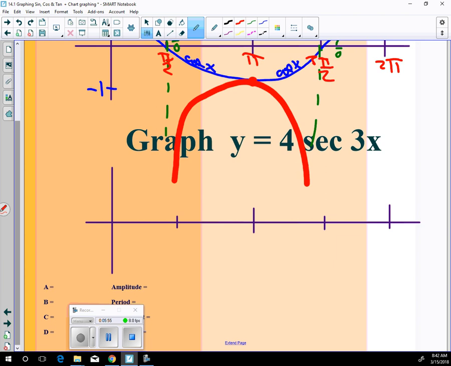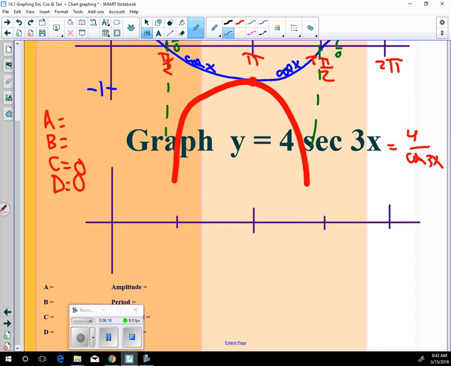Well, let's slow down just a little bit. Remember that this is the same as 4 over cosine 3x, okay? But that looks real confusing. Let's do the ABC thing. A, B, C, and D. I don't see any C or D's, thank goodness.